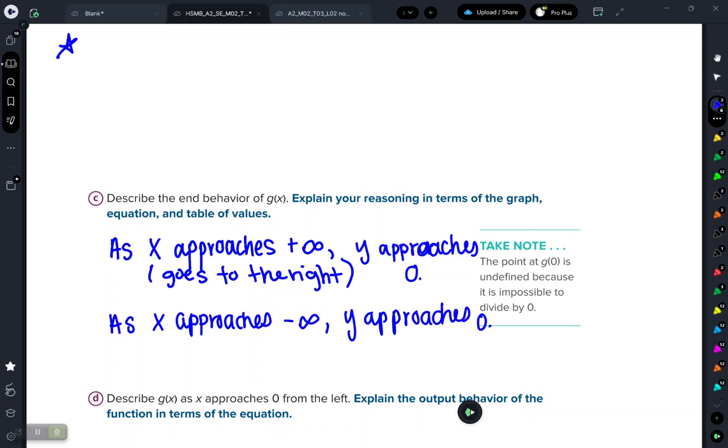Okay, explain your reasoning in terms of the graph, equation, table of values. We can see on the graph, right? We can see that it is doing this from the graph. From the equation, we know that if you plug in larger and larger numbers, like 1,000,000, this becomes smaller and smaller. If you plug another 0 in, it's just going to get smaller.